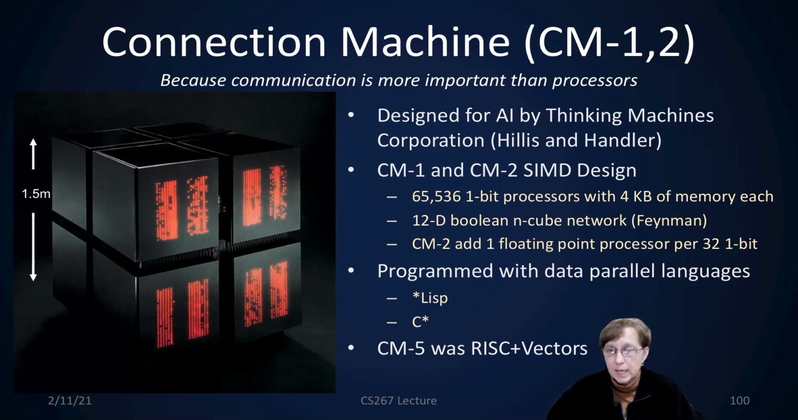It was a data parallel version of that called Star Lisp. And then there was a data parallel version of C called C star. And that was really what was used for the Connection Machine 1 and 2.